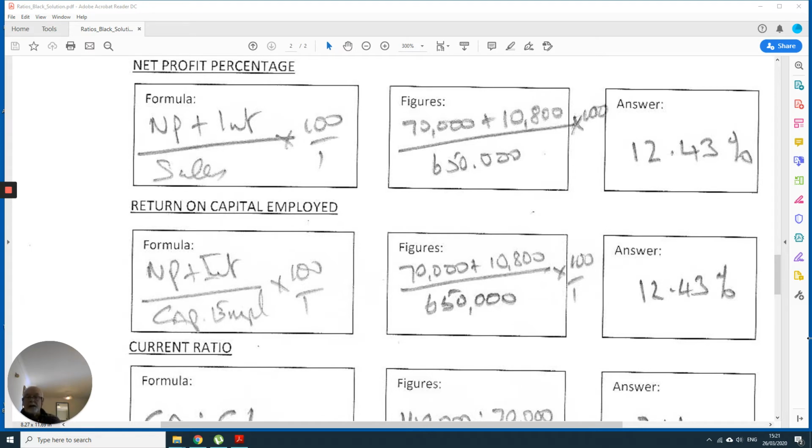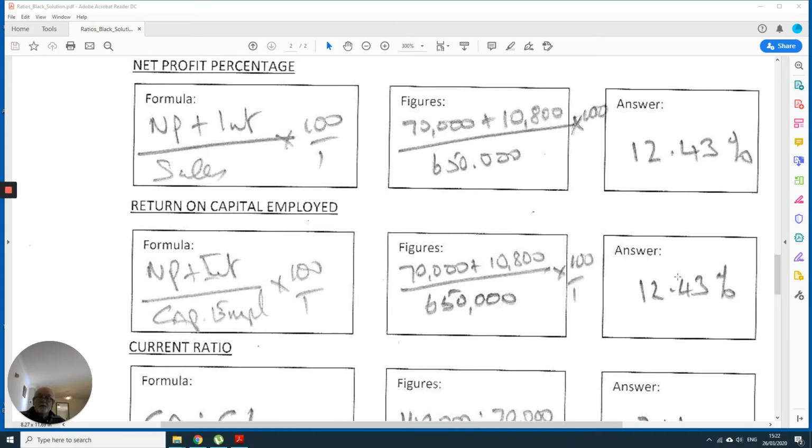And our return on capital employed, called the primary profitability ratio, because it's the main profitability ratio, is net profit plus interest over capital employed by 100 over 1. Now, unfortunately, it's the same figures for return on capital employed, because in the balance sheet, our capital employed just happens by coincidence to be the same as the net sales figure in the trading account. So we have 12.43%.